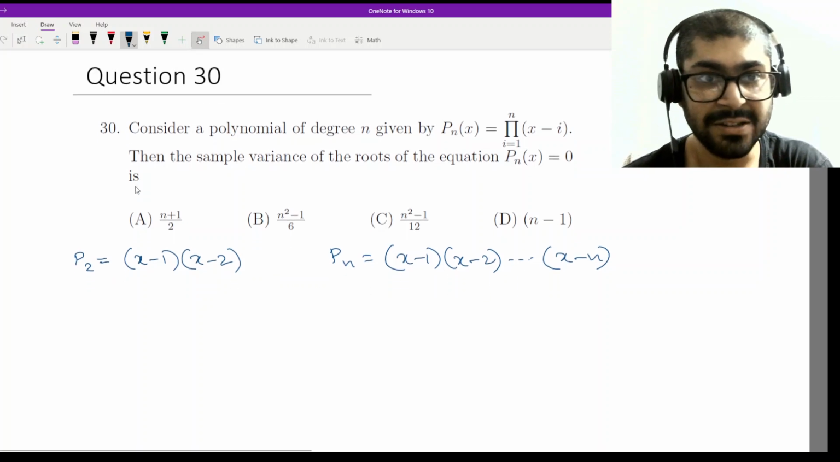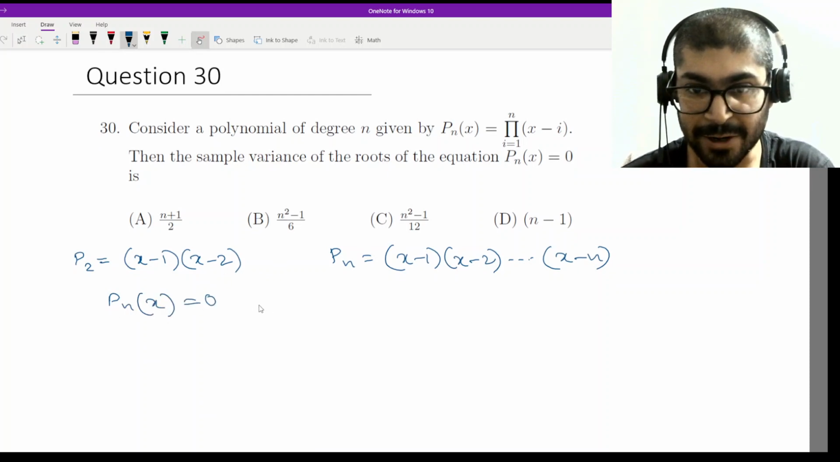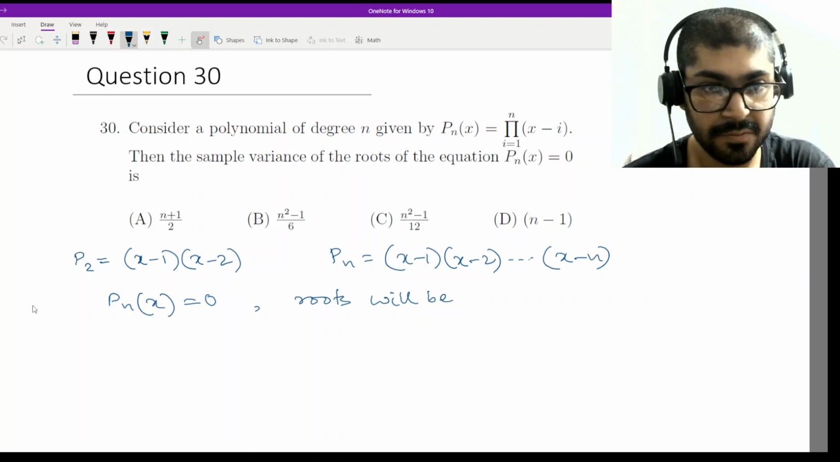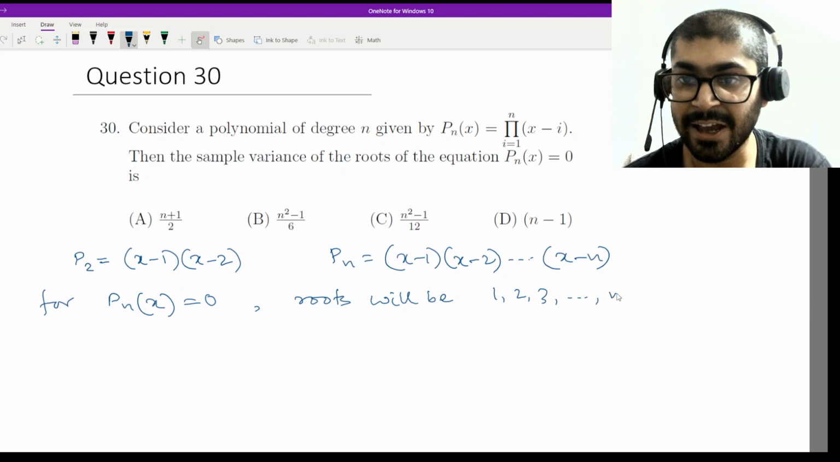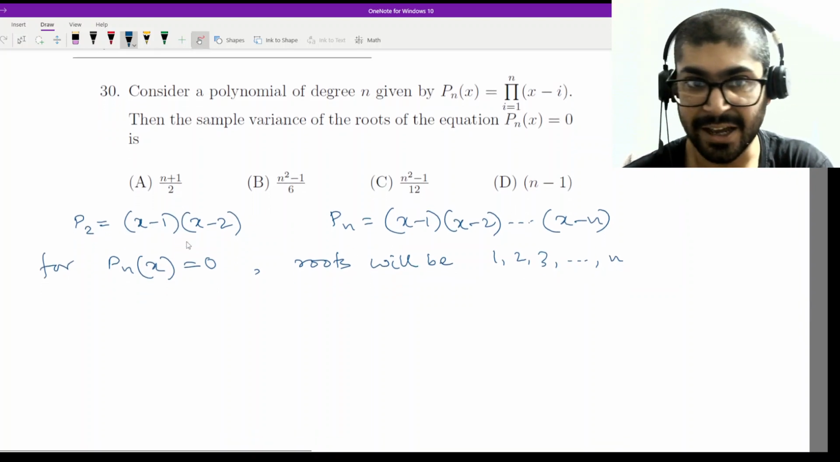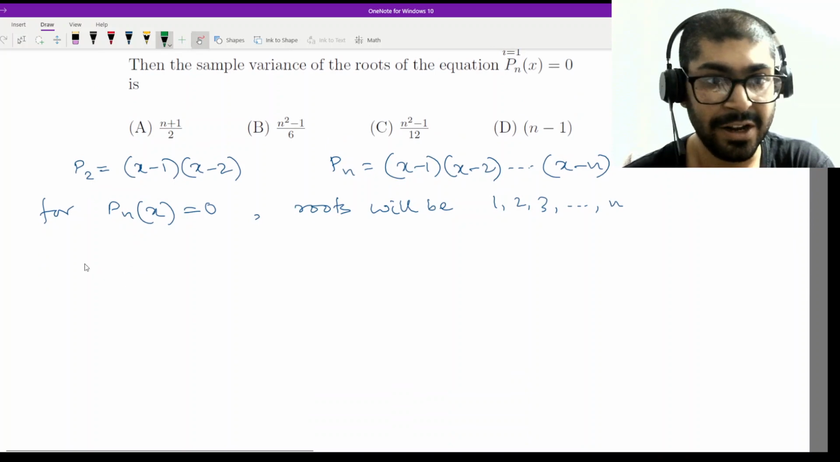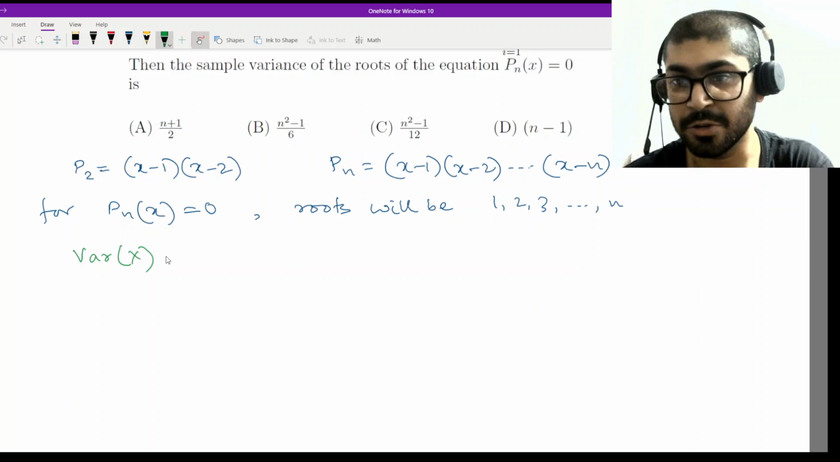So therefore what happens if we equate this to 0, Pn of x equals 0? If we equate it to 0, all of these products will be equal to 0. Therefore roots will be 1, 2, 3, dot dot dot till n. So it's just increasing till n, right? So we got the roots. Now what do we need? We need to calculate Var x, where x is the series from 1, 2, 3 to dot dot dot n.